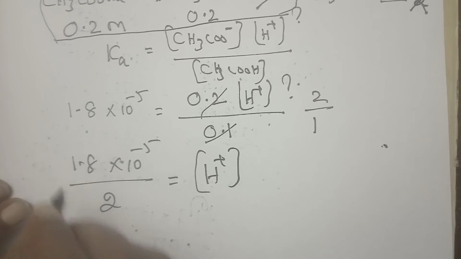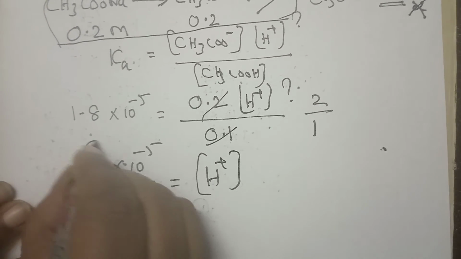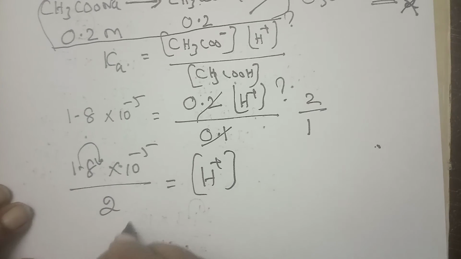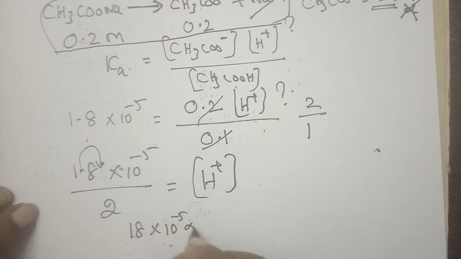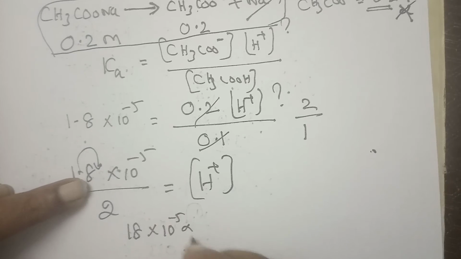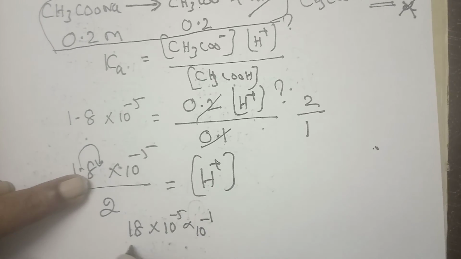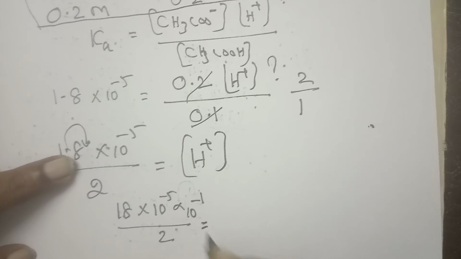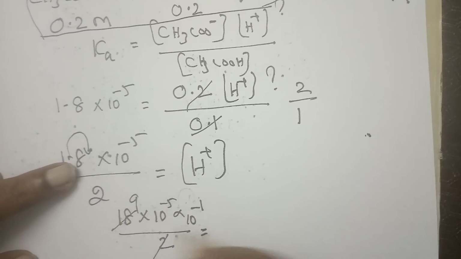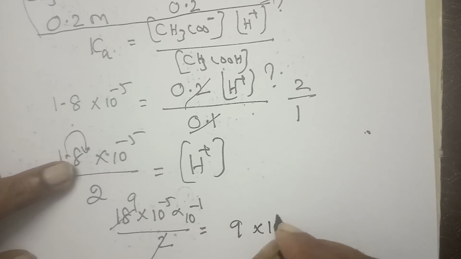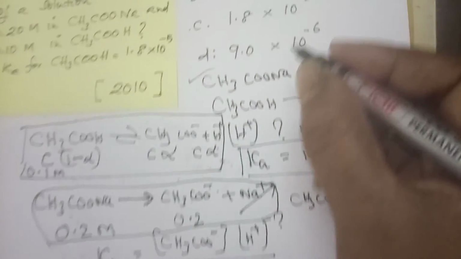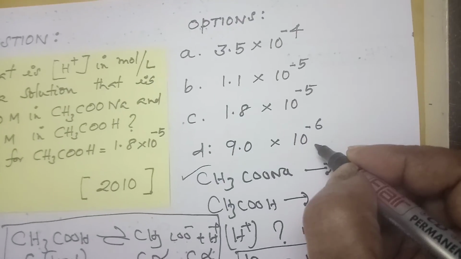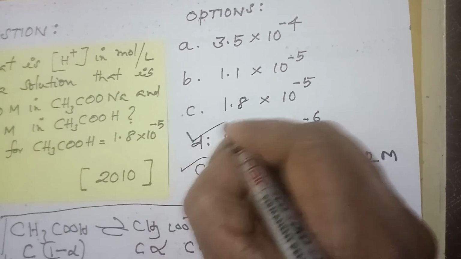Now coming to this, with one decimal, I am bringing it here. So 18 × 10^-5, multiply means divide, divide means 10^-1. So divide by 2. That cancels, and what you get is 9 × 10^-6, which is the hydrogen ion concentration. Let us go and see the option. This is 9 × 10^-6. So this is your answer.